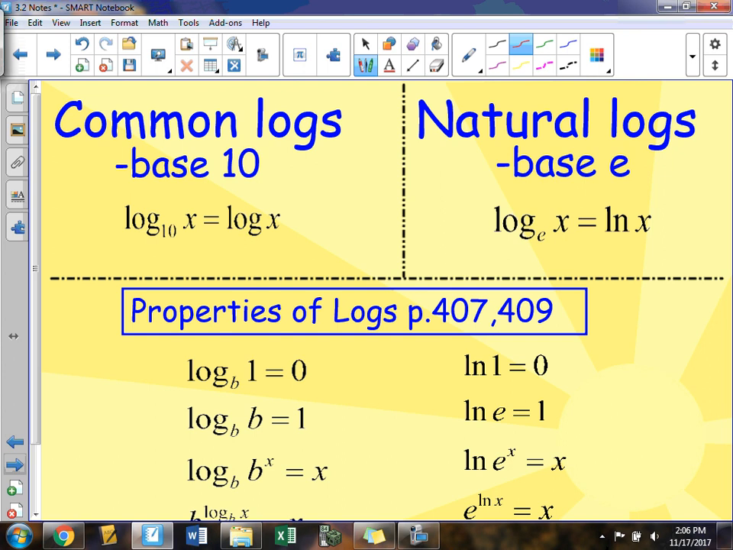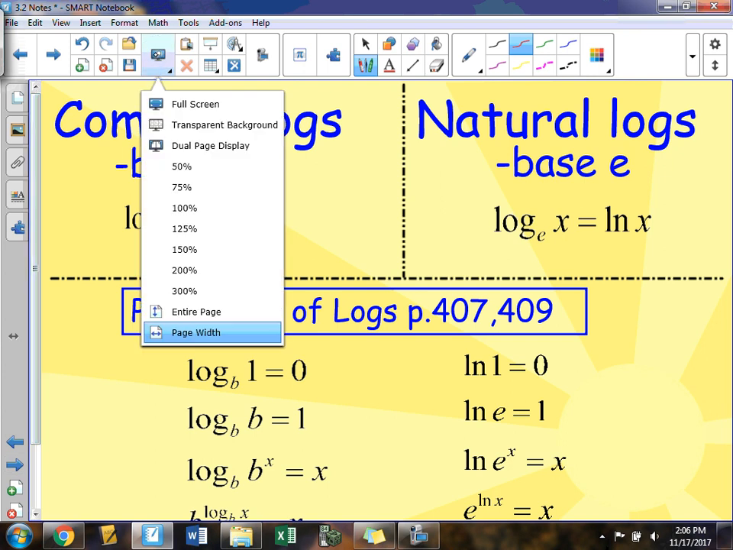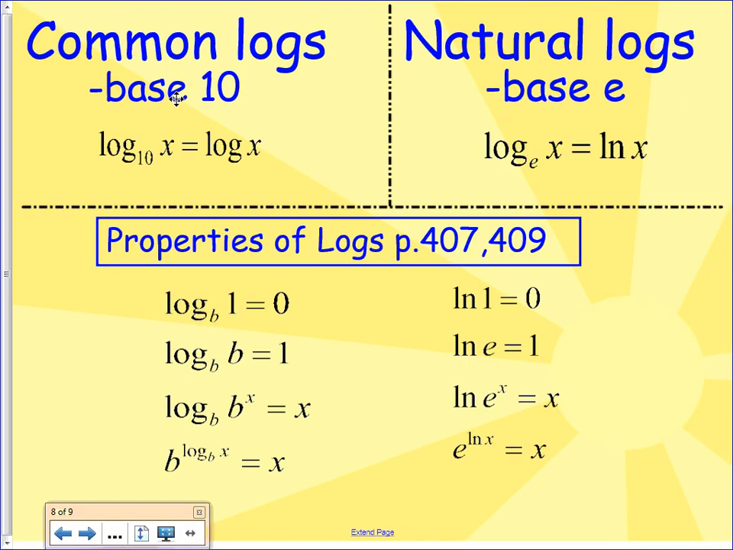Okay, this particular slide is talking about the difference between common logs and natural logs. Common logs have a base of 10. Natural logs have a base of e. So you're not going to see log base 10 of x written very often. You're going to see instead log x. That is assumed to have a base of 10. They're just not going to write it. It's just going to be written log x.